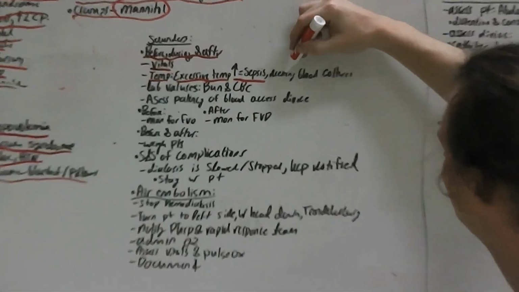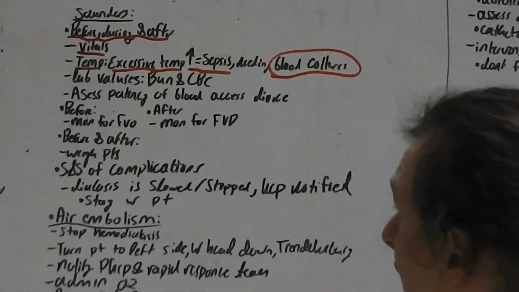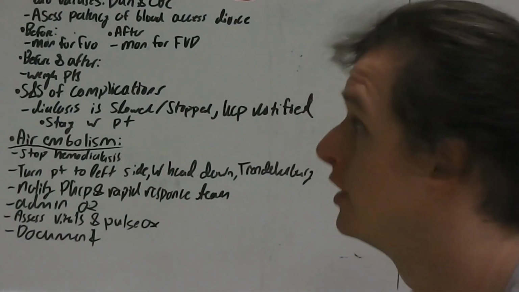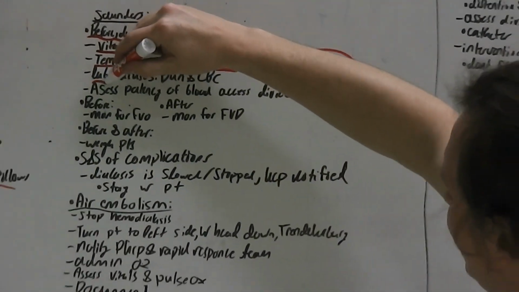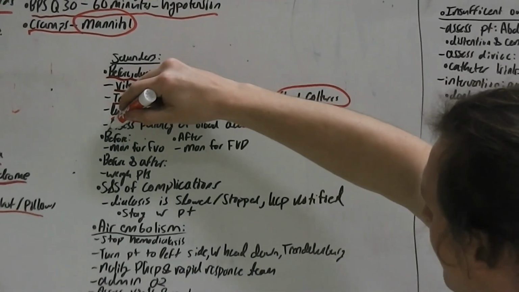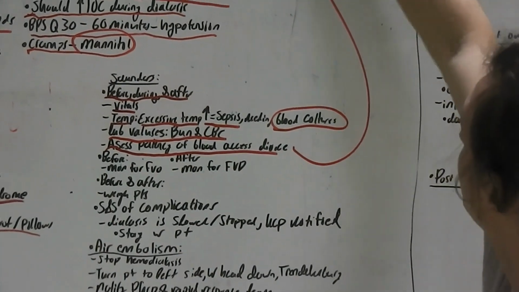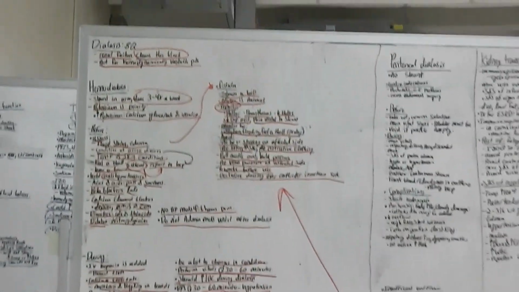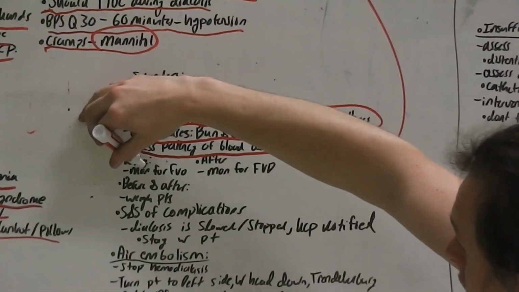And that means we need to get blood cultures. So increased temp before, during, or after, like really high temp, like 101, 102, we need to get these blood cultures. Lab values, we need to check these before, during, and after dialysis, the BUN and CBC. We also need to assess the patency of the blood access device, also known as a fistula, before, during, and after hemodialysis.